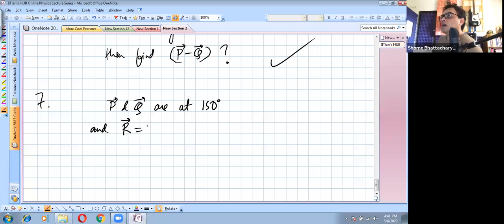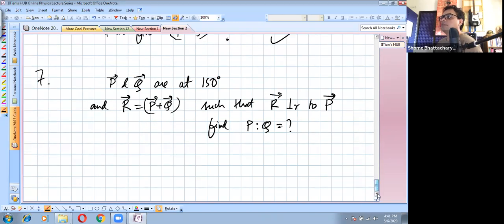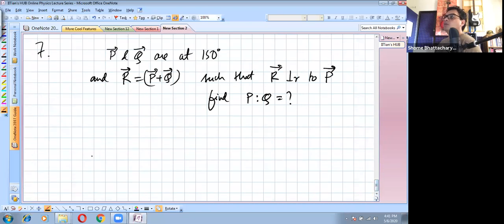Okay. So R is equal to P plus Q. Now the given information about R is that R itself is perpendicular. So from this we have to find the ratio of the magnitudes of P and Q. Now this is an interesting type of question. We can discuss this by both methods, geometrically as well as in terms of components. Let's first look at the solution geometrically.